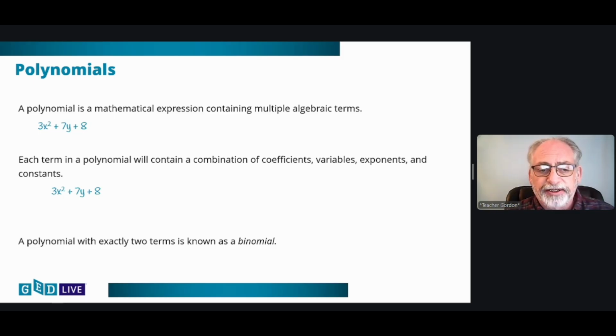Now, if a polynomial has two terms, we call it a binomial. Binomial literally just means two numbers. So for example, x plus 7, remember x is some number, we don't know what it is, and then 7, that's our other number. Y minus 4, same deal. Y is a number and minus 4 is another number.